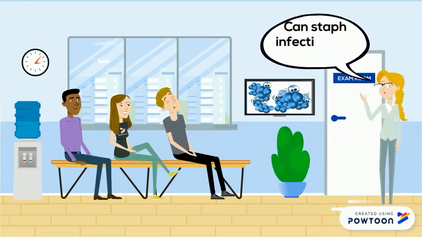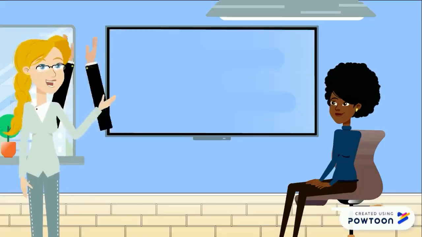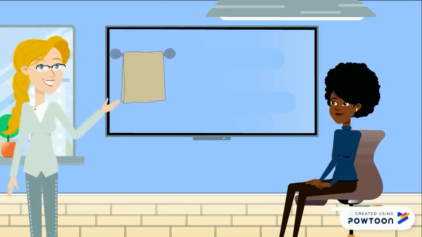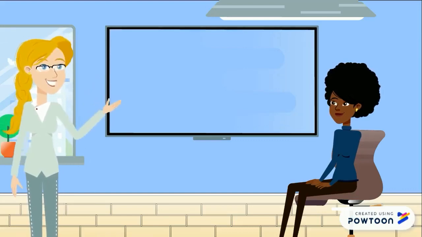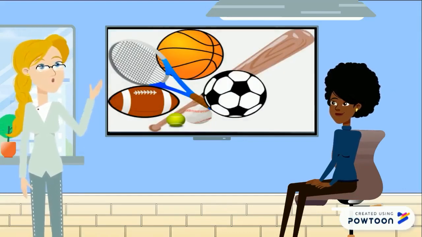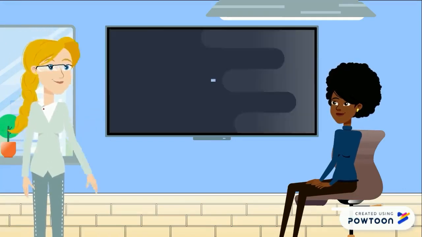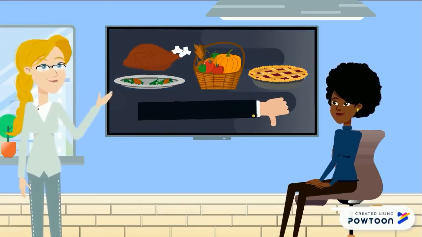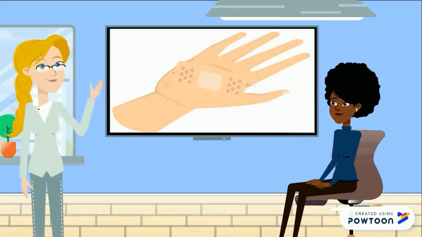Can staph infections be prevented? Yes, of course. Certain steps can help to prevent staph infections. First of all, use good hygiene, including washing your hands often. Don't share towels, sheets, or clothing with someone who has a staph infection. It's best not to share athletic equipment. If you do need to share, make sure that it's properly cleaned and dried before you use it. Practice food safety, including not preparing food for others when you have a staph infection. If you have a cut or wound, don't forget to keep it covered.